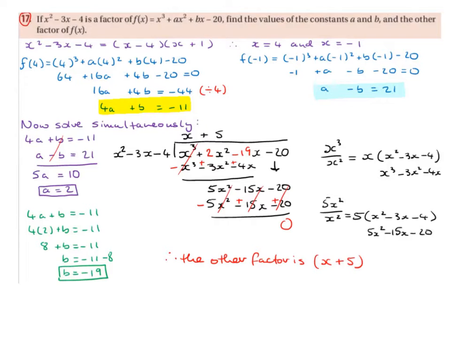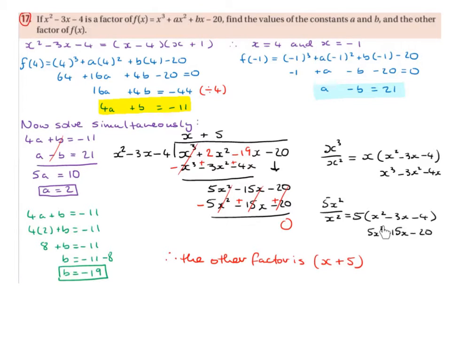We take the highest power of x inside the bus stop, which is 5x squared, divided by the highest power of x outside the bus stop, which is x squared. 5x squared divided by x squared is 5. So 5 goes on top of the bus stop. Then we multiply the 5 by what's in front of the bus stop. 5 by x squared is 5x squared. 5 by minus 3x is minus 15x. 5 by minus 4 is minus 20.